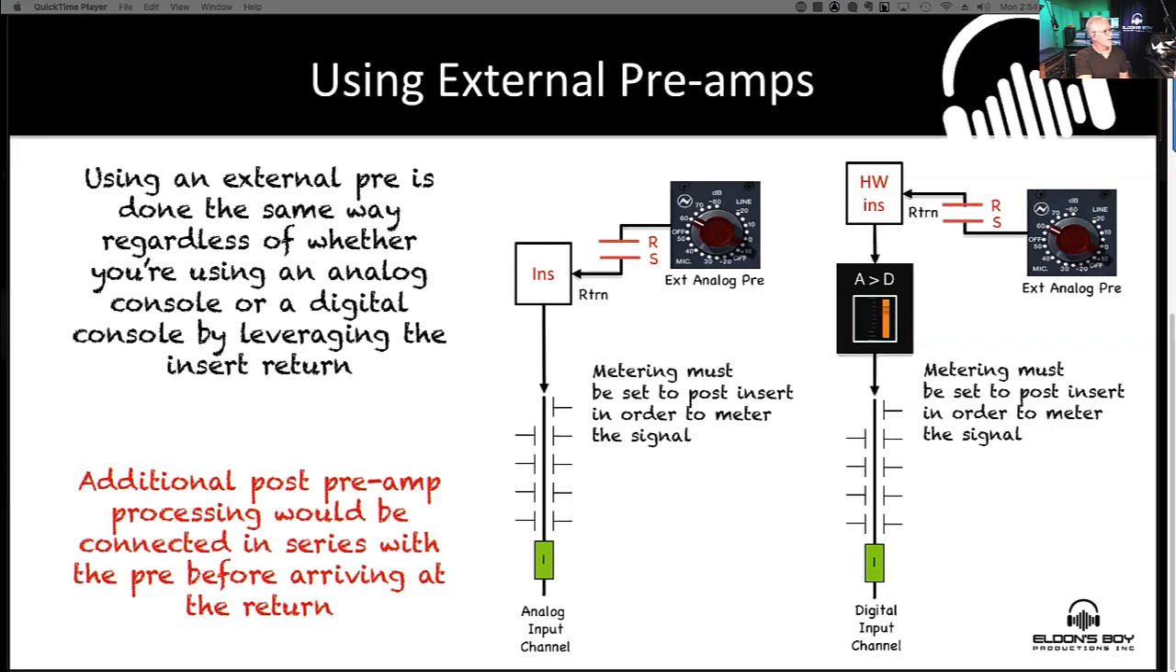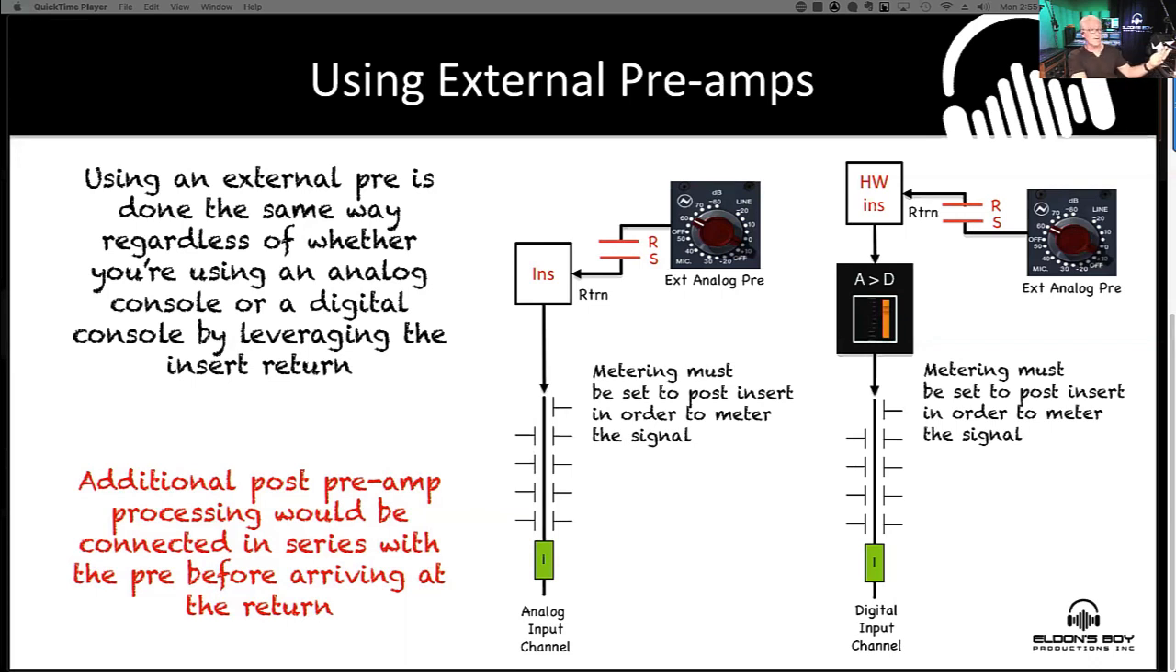Now, once you do that, the penalty that comes along with it, I guess I'll call it a penalty, is, well, how do I do additional insert processing then? What if I want to use a compressor or something after the preamp? I've used up the insert point. You have to put it in series with the actual preamp itself, right? You have to patch them together and then bring all of it into the insert return.